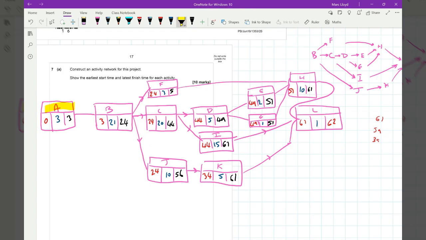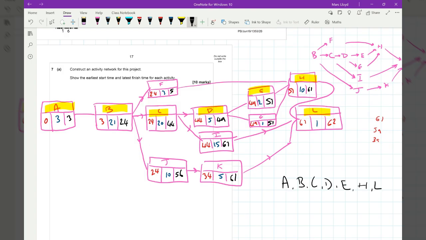So that works. That one adds up. This one adds up. This one adds up. That one adds up. That one adds up. And that one adds up. So our critical path is A, B, C, D, E, H, and L.